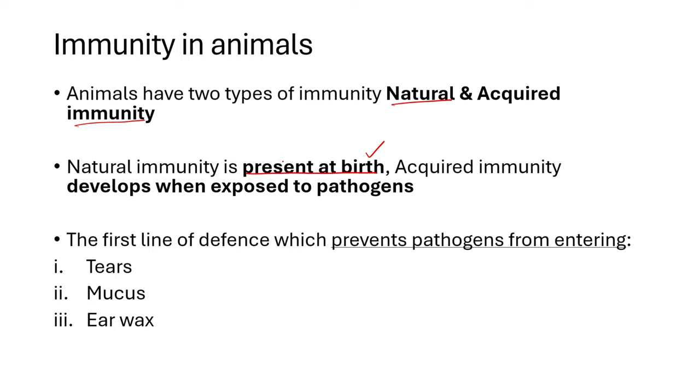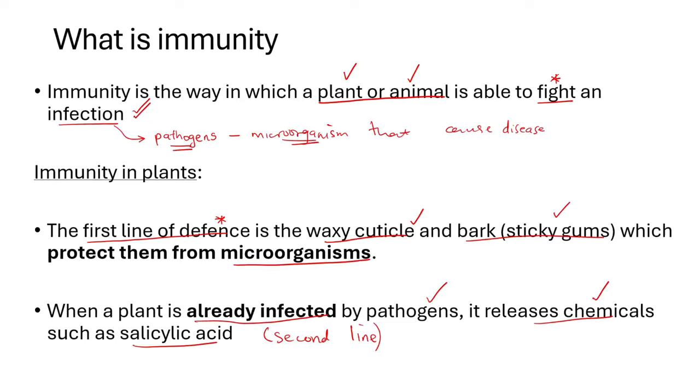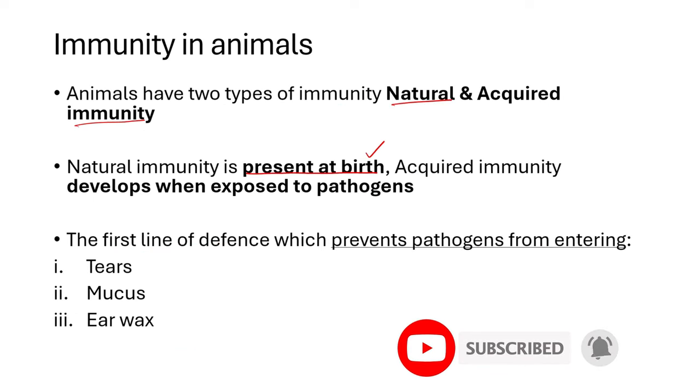You have a defense in your body. So when you are born, your body is able to defend you against diseases. That is known as natural immunity. Remember, immunity is just the way in which a plant or an animal is able to fight an infection. So naturally, when you are born, you have got immunity. Your body is able to fight against pathogens. So natural immunity is present at birth.